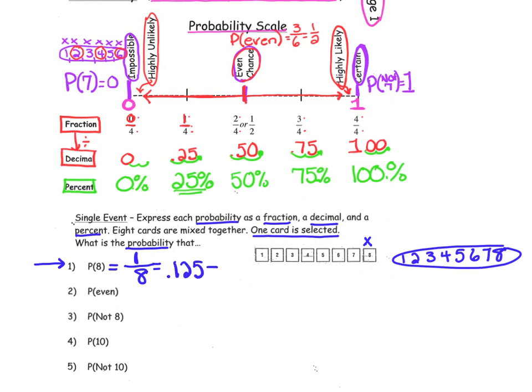0.125. As a percentage, when we move the decimal, we get 12.5%. On the probability scale, that's located, if this is 0% and that's 25%, it's in the middle, right about here. It has a very weak chance of actually occurring. Let's go on to problem number 2.